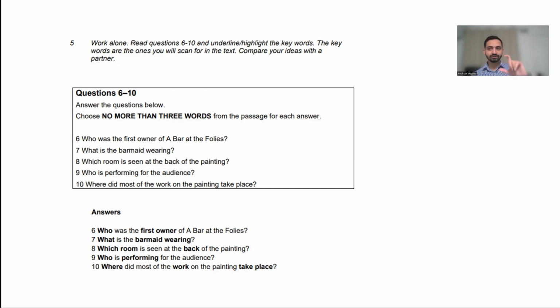Which room? You're looking for the place: which room is seen at the back of the painting. Who is performing for the audience? You're looking for someone that is performing, a person again. Where did most of the work on the painting take place? You're looking for a place where it took place. These are all the keywords that you should be looking and scanning for in the article.